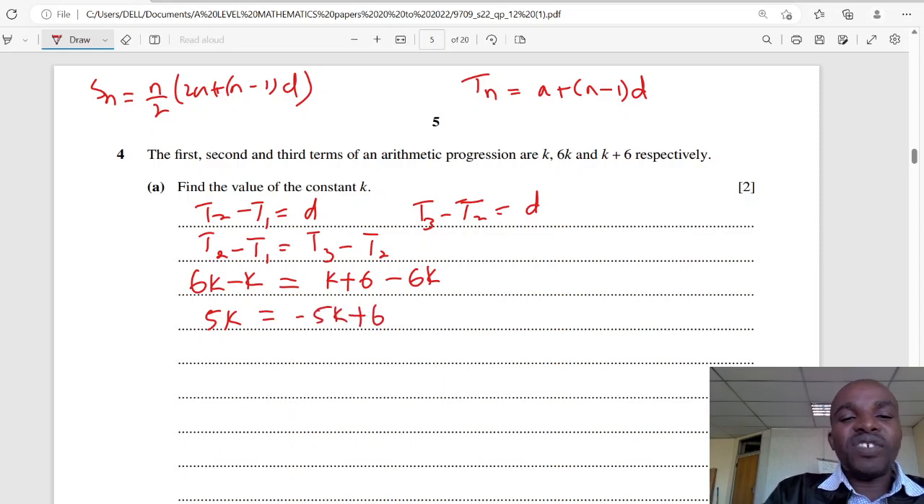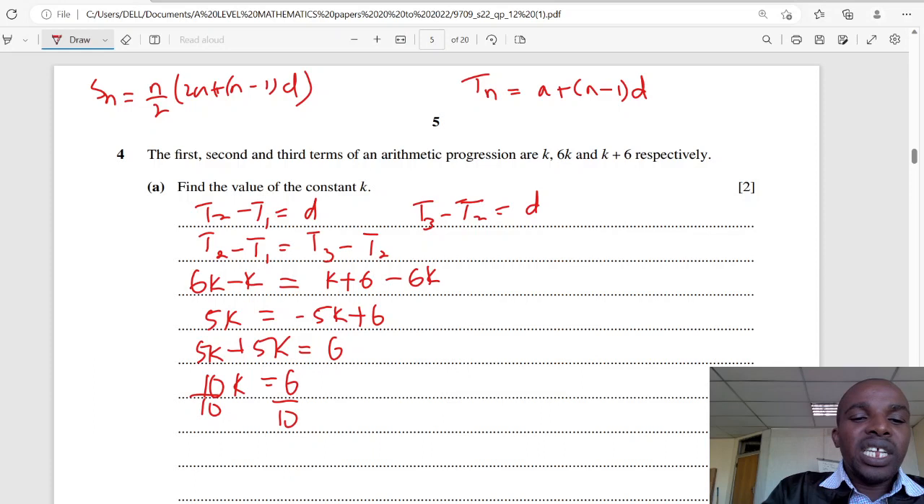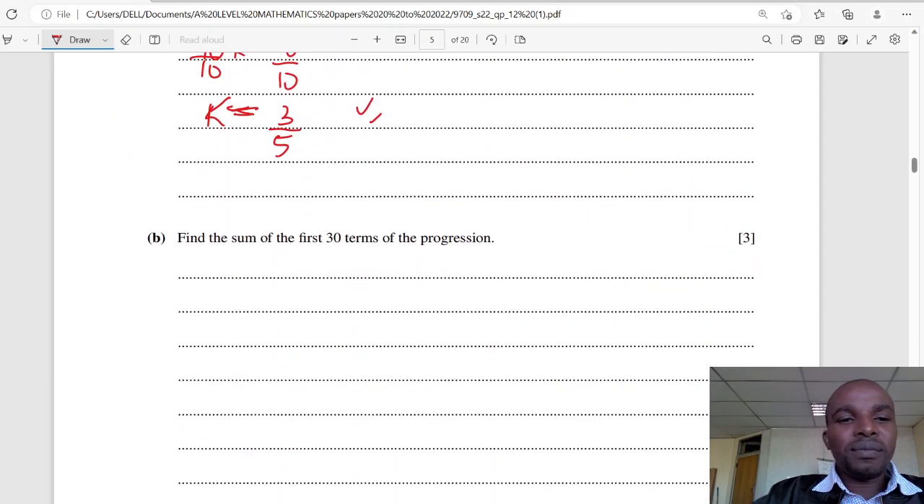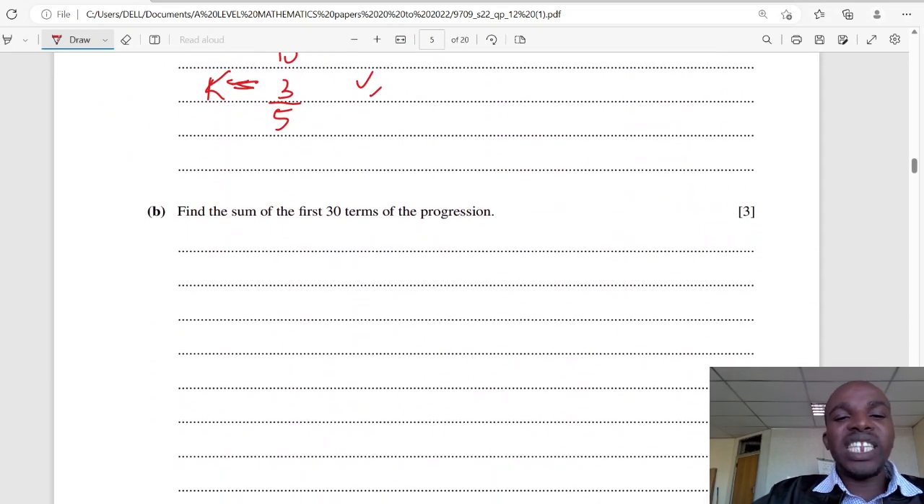Then you take minus 5k to the other side, it will be 5k plus 5k is equal to 6. Then add, you get 10k is equal to 6. Divide by 10 both sides, you get k is equal to 6 over 10, which is 3 over 5. So this one will be the value of the constant k. Done. Next part B, find the sum of the first 30 terms of the progression.